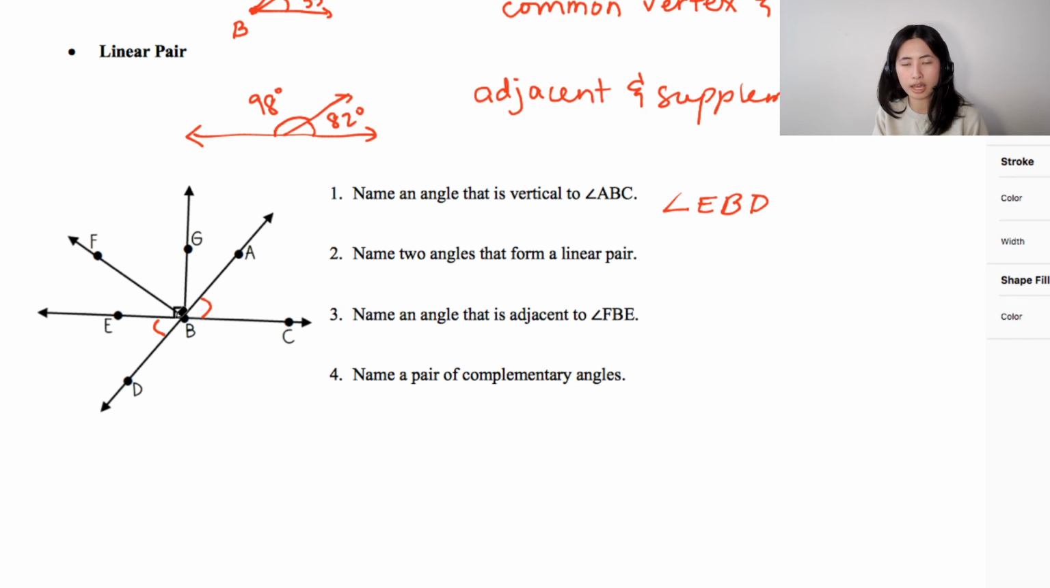However, here's my tip for you. Whenever you're trying to name angles, don't start naming from the vertex, because that would be wrong. So you would actually say that it's EBD or DBE.